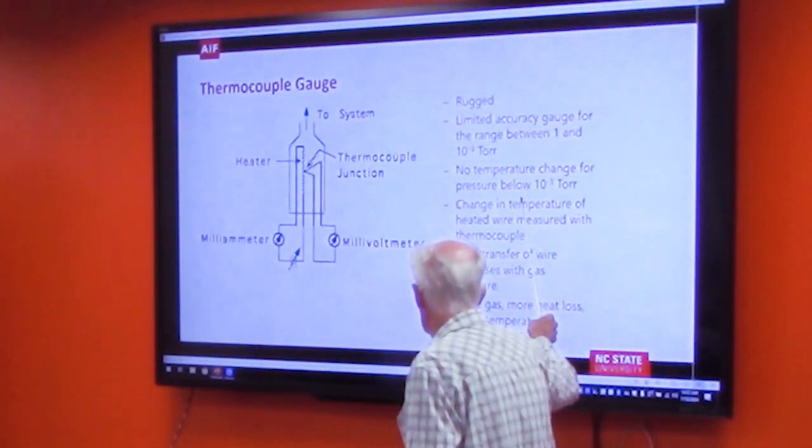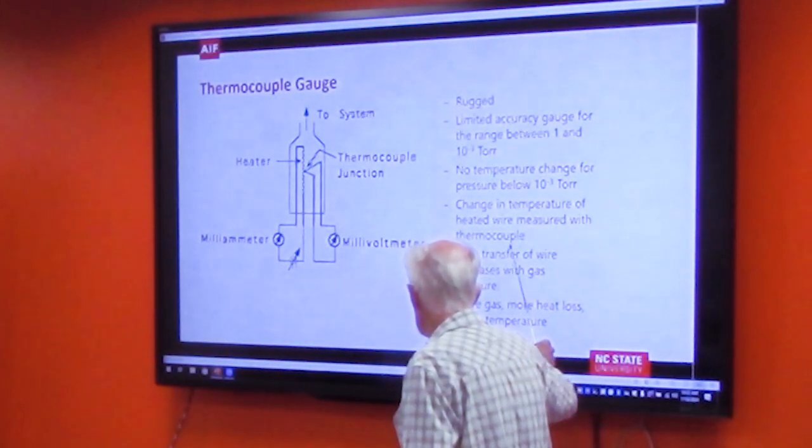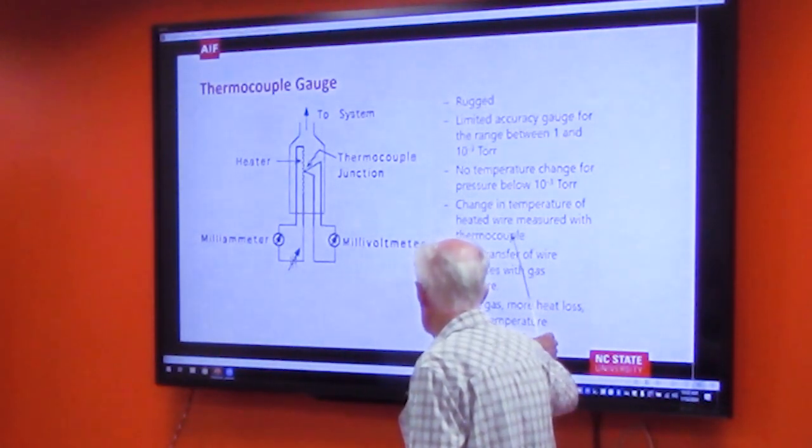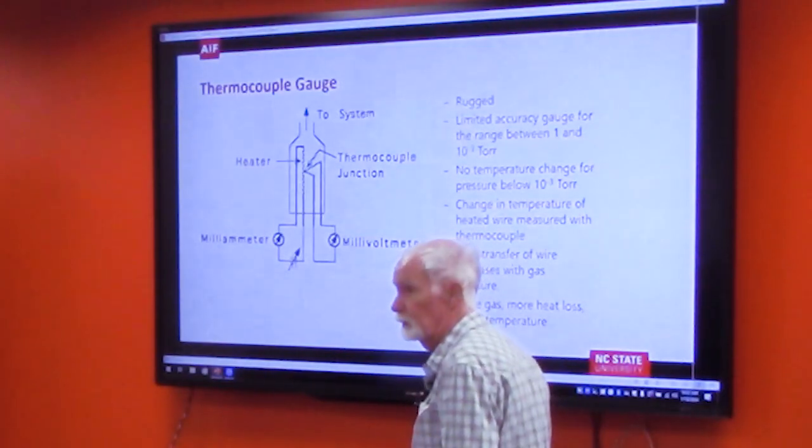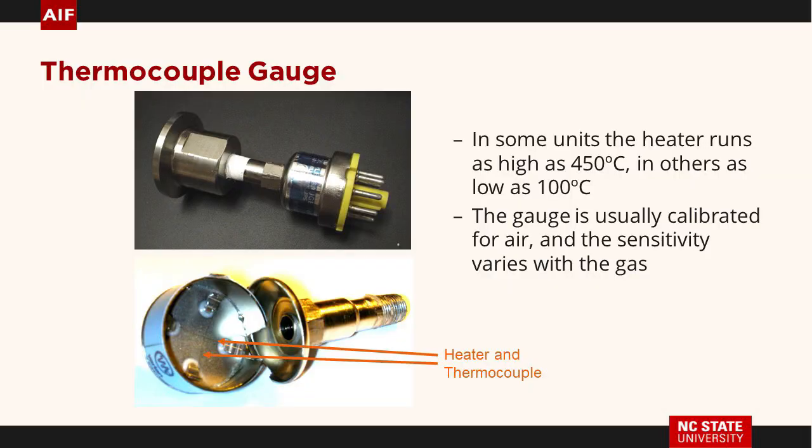No temperature change below 10 to the minus 3. The change in the temperature of the heated wire is measured with a thermocouple. Heat transfer of the wire increases with gas pressure. More gas, more heat loss, lower temperature.